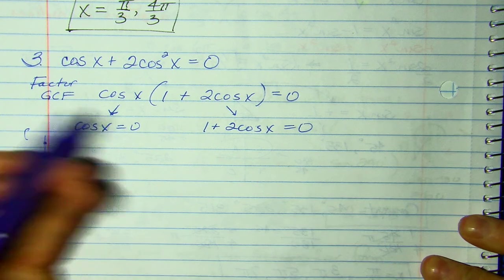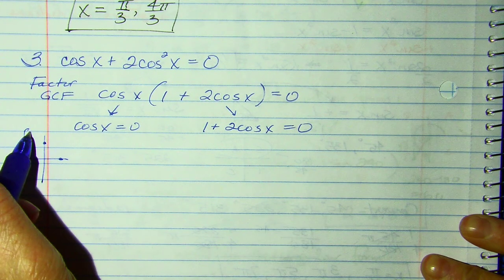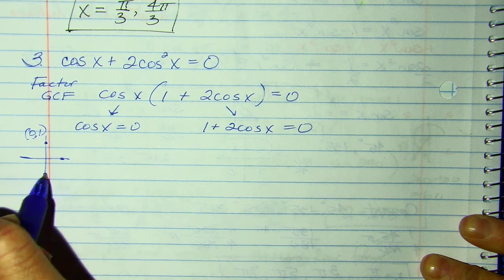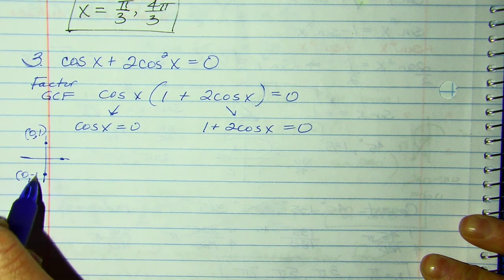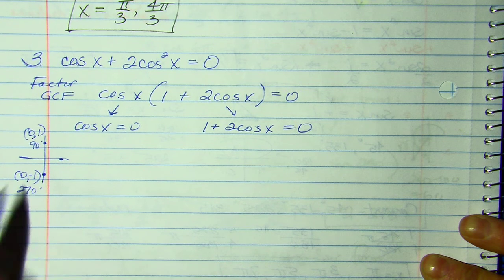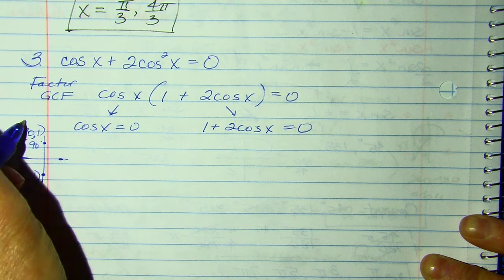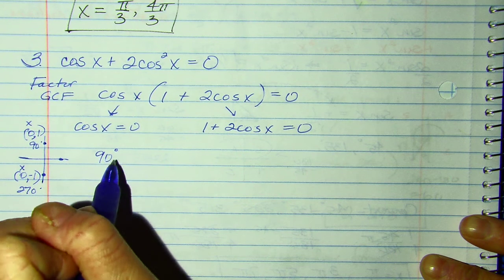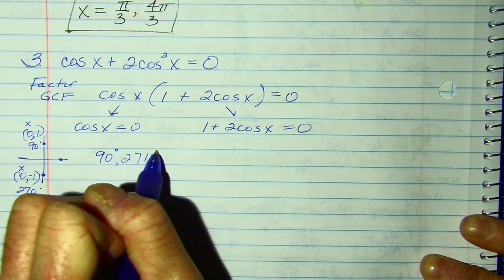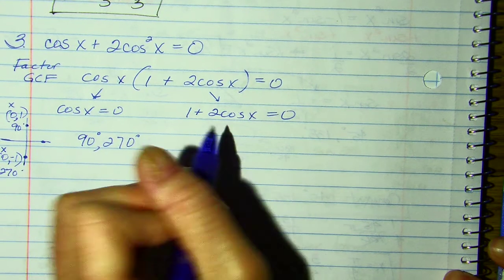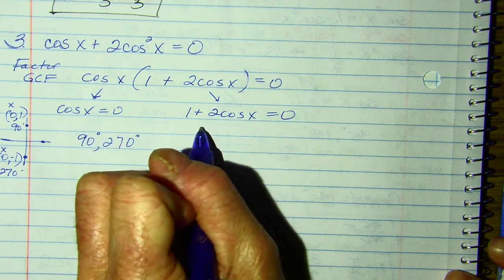So when does the cosine equal 0? Remember, cosine is x. So it equals 0 here at 0, 1, and it equals 0 here. So at 90 and 270 degrees, right? Because cosine is the x value. So I would write 90 and 270. Now for here, I would have to move the 1 and the 2. So I would subtract 1 and divide by 2.